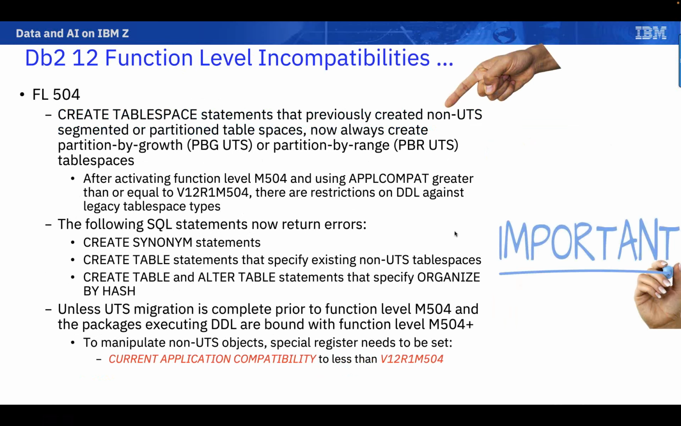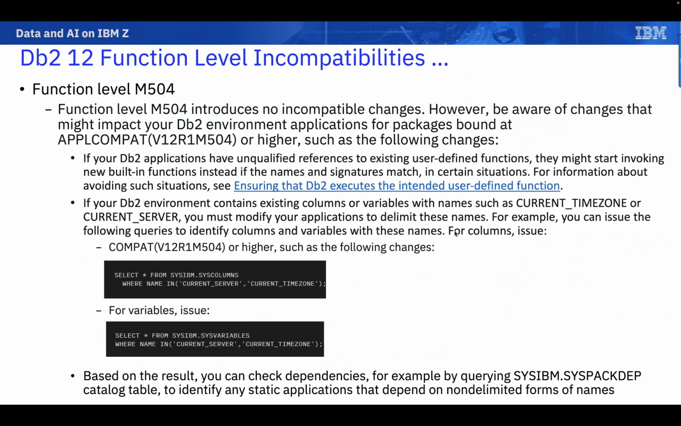Okay, so next chart, please. Yep. And I'll make one point there, John. If you're at function level 505 and the package that's executing your DDL is at 505, the last bullet item there, John said you can go back to a previous function level, or you can set your current application compatibility to a lower level and then perform your DDL. Good point. There you go.